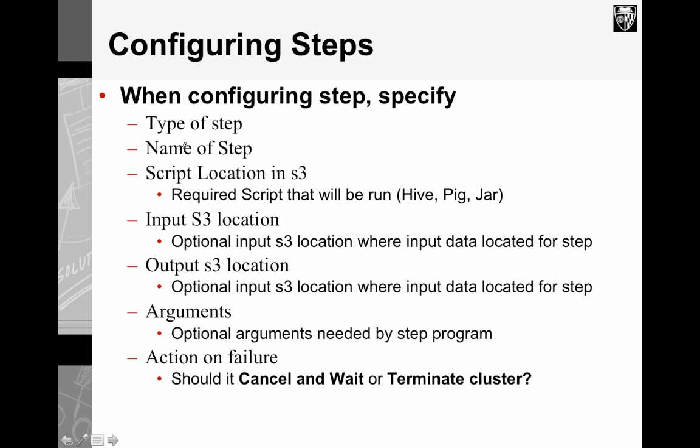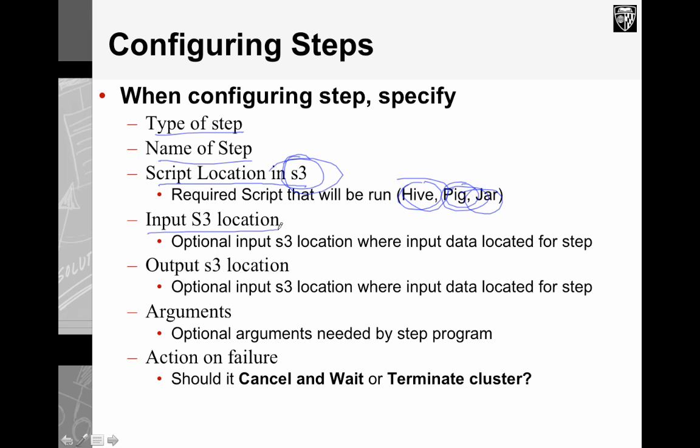Okay, in terms of configuring steps, you say what type of step it is. You give it a name. You also say where the script is located for that step, which is actually put in S3. Remember, the type of step could be a Hive, Pig, or a MapReduce job, and that's really what you're doing over here. And so if it's a Hive job, then you're putting in S3 the Hive script. If it's a Pig job, then you're putting in S3 the Pig script. So that's the script location. If it's a MapReduce job, then you're putting the Hadoop jar file in S3. And so that is the script location.